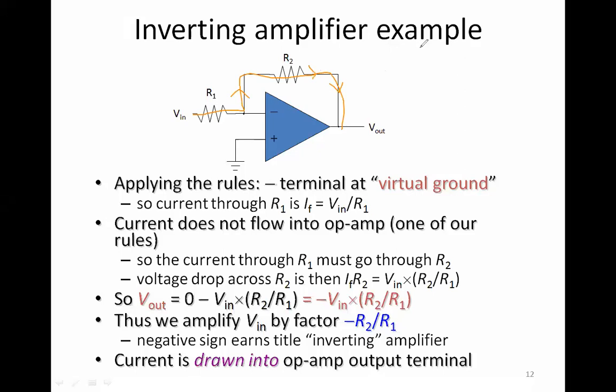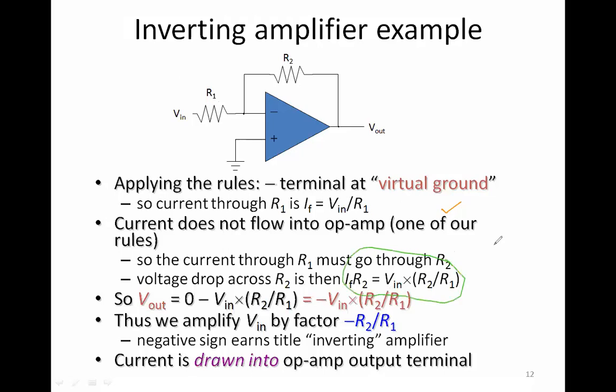Yes. Fine. Current does not flow into the op-amp, which is actually one of our basic rules, right? So the current through R1 must go through R2. Whatever current is present here should pass through R2. And the voltage drop across R2, how do I find out the voltage drop? Now, if you see, this is a voltage divider, R1 and R2. It's a combination of voltage divider. So if I want to find out the current between these two resistors, then it's going to be the input voltage multiplied by R2 by R1. Right? So this is going to be the complete formula of what current is going to pass through.